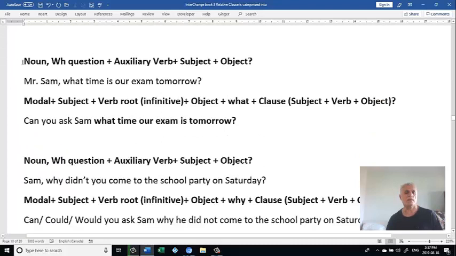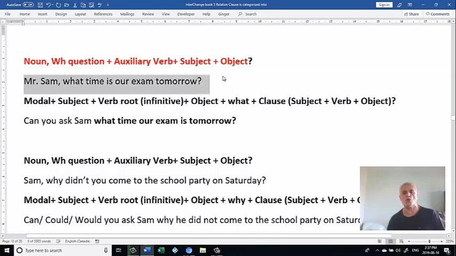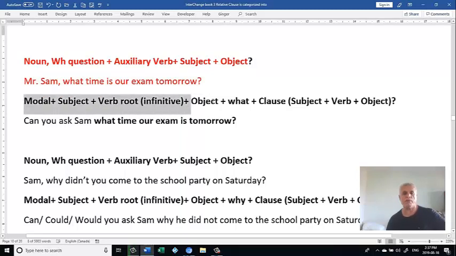Or we have it like this: noun, W question, auxiliary verb, subject, and then object. Then we say, Mr. Sam, what time is our exam tomorrow? Because if we look here, we have the auxiliary verb before the subject, then we put a question mark. Then we make an indirect request: modal, subject, verb root infinitive, object, what, clause, subject, verb, object.